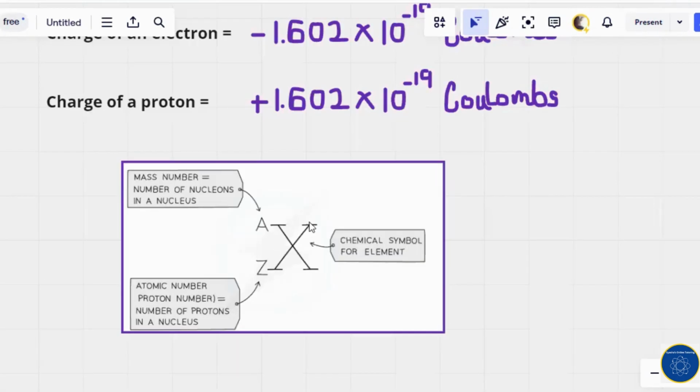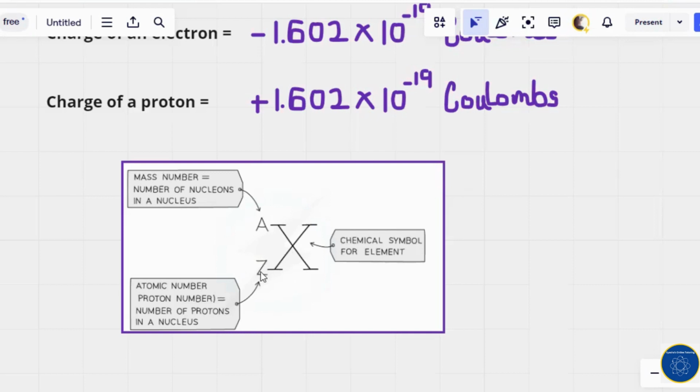And let's talk about how we can represent the atomic mass and atomic number, and what information the atomic mass and atomic number of an element give us. So the atomic number is written over here and is represented by Z. The atomic number is also called the proton number.